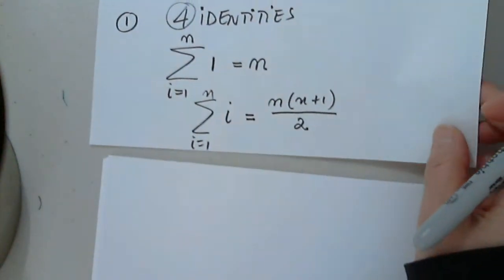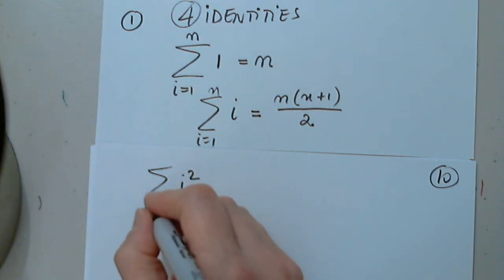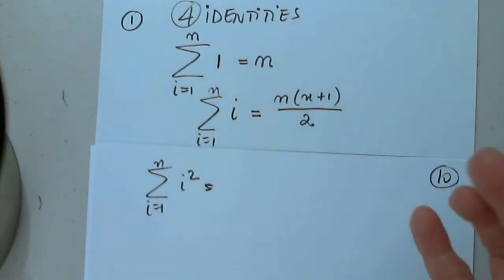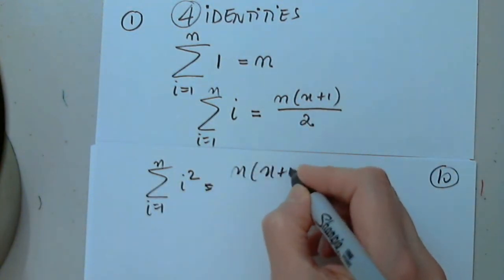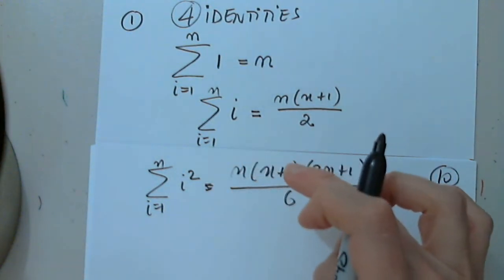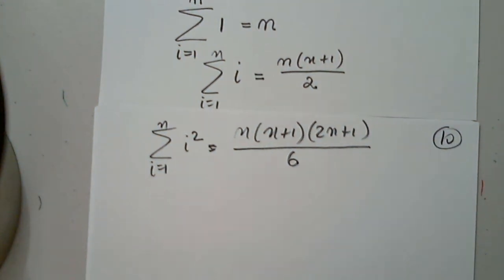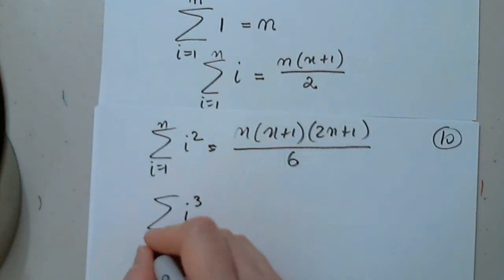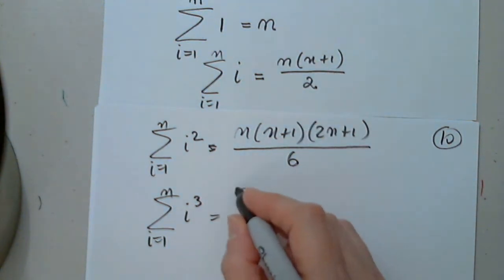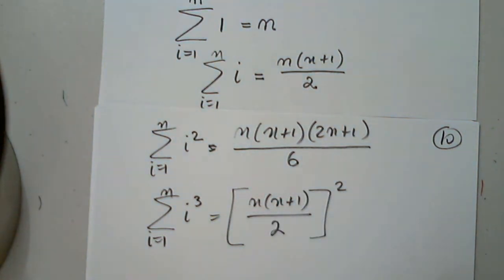2 more. The sum of i squared from i equals 1 through n. This one is the most, if you want, cumbersome. It is n times n plus 1 times 2n plus 1 over 6. And the last one is the sum of i to the third from i equals 1 through n, which is this squared: n times n plus 1 divided by 2.